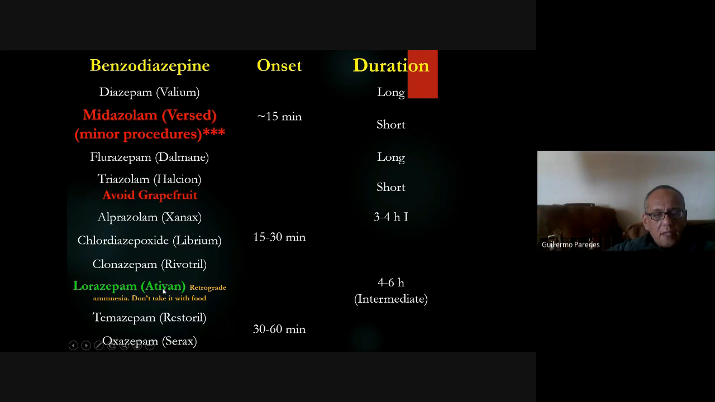Lorazepam, the Ativan. The Ativan is going to have this retrograde amnesia. All right, so don't take it with food because it can decrease the absorption. Another one I want you to remember here is clonazepam. Clonazepam is used as anti-anxiety and for panic attacks. Clonazepam, panic attacks.